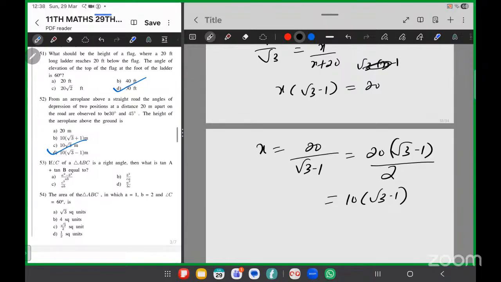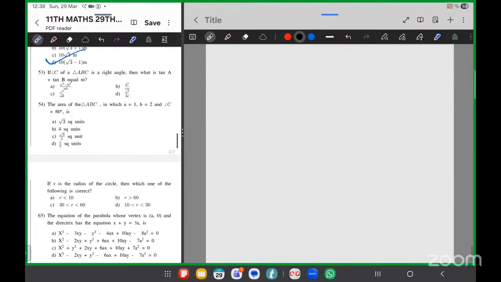Question number 53. If angle C of a triangle ABC is a right angle, then what is tan A plus tan B equal to? Tan A plus tan B.